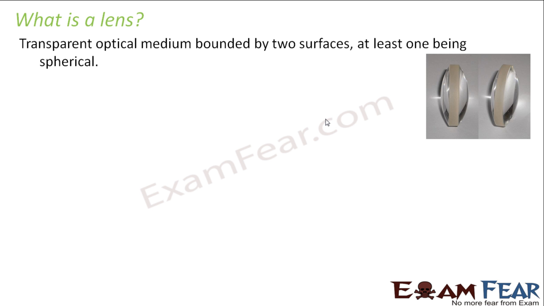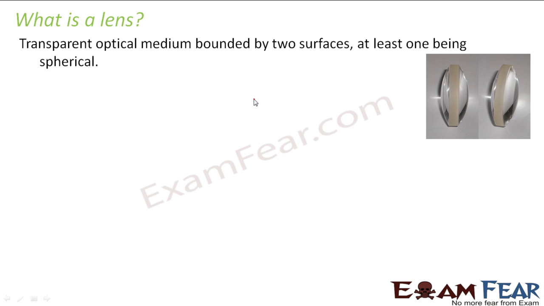So here we will first see what a lens is. So what is a lens? It is a transparent optical medium bounded by two surfaces, at least one being spherical. So that means it is an optical medium, transparent, which has two surfaces. Now, one of the surfaces has to be a spherical surface.